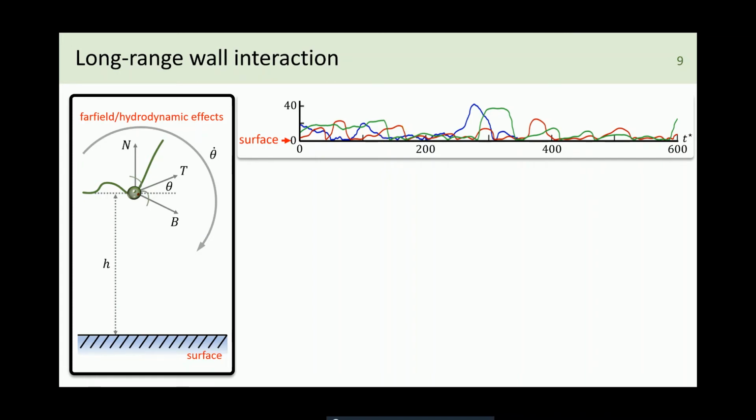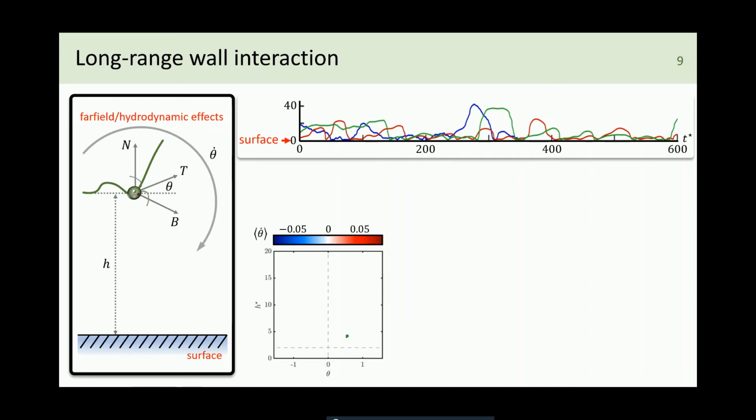We can represent these trajectories in a phase space with the pitch angle on the horizontal axis and the distance to the surface on the vertical axis. And we can clearly see, this is one particular trajectory which we plot, an orbiting behavior of the cell. When theta, the pitching angle, is positive, the cell moves away from the surface and h increases, while in this half plane, when theta is negative, the cell moves towards the surface.